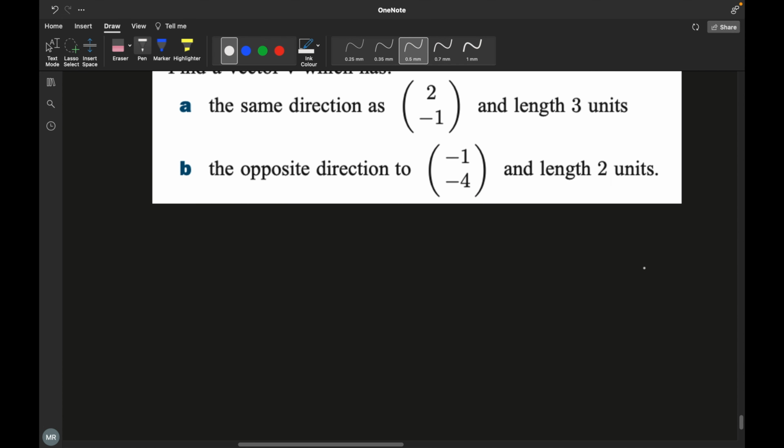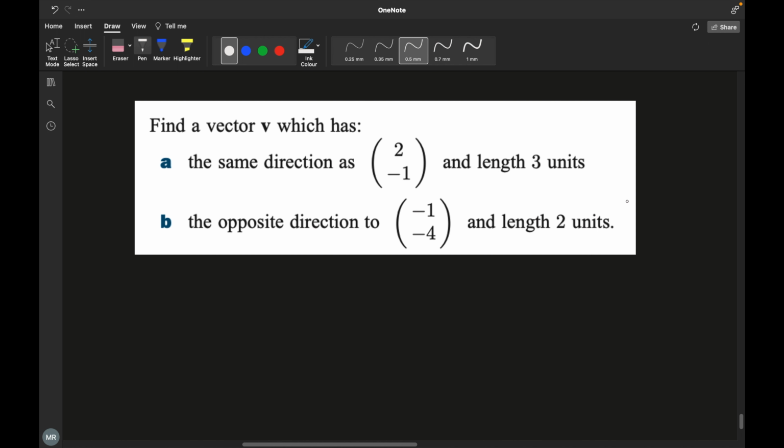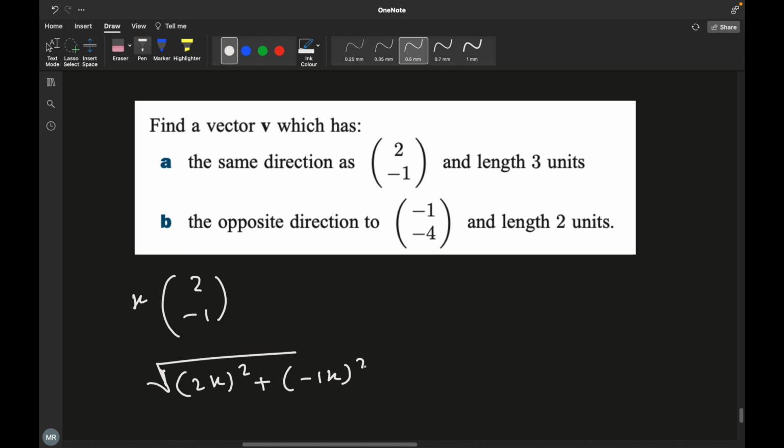Okay, I think this is the last question. We have to find the vector v, which has the same direction as (2, -1) and length of 3 units. This basically is telling you that the magnitude is 3, and therefore we can say k multiplied by (2, -1). If we find the magnitude of this, which is basically the square root of (2k) whole squared plus (-1k) whole squared, is essentially 3.